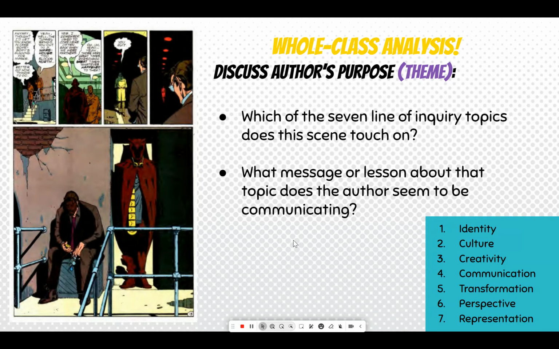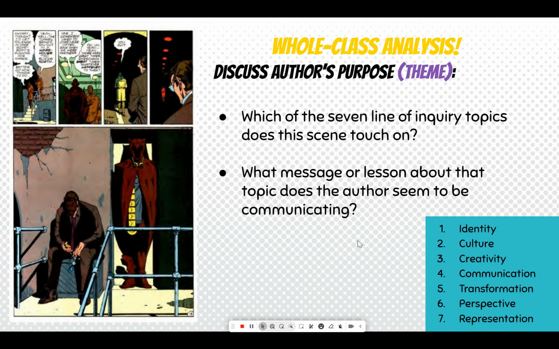Okay, so then the next thing that we would focus on is discussing the author's purpose as far as the theme is concerned. Which of the 7 lines of inquiry topics that we see down here below does this scene touch on? Do you think that this scene has a message about identity, culture, creativity, communication, transformation, perspective, or representation? And then more specifically, what message or lesson about that topic does the author seem to be communicating?